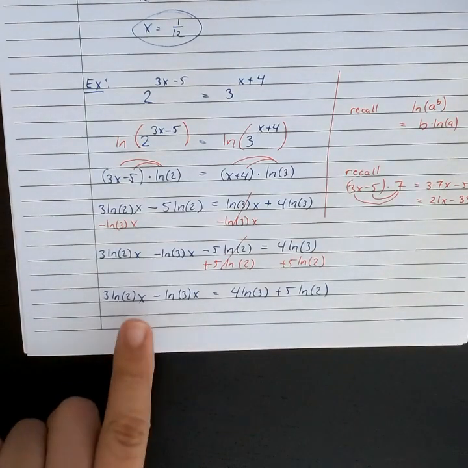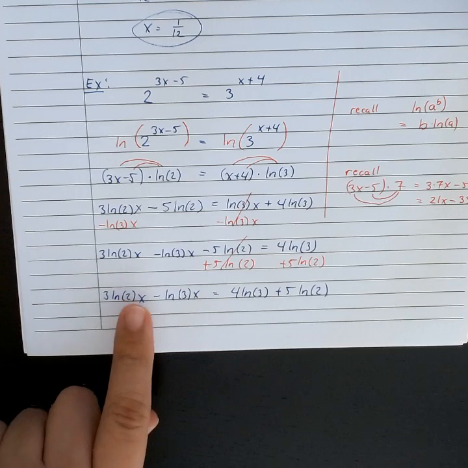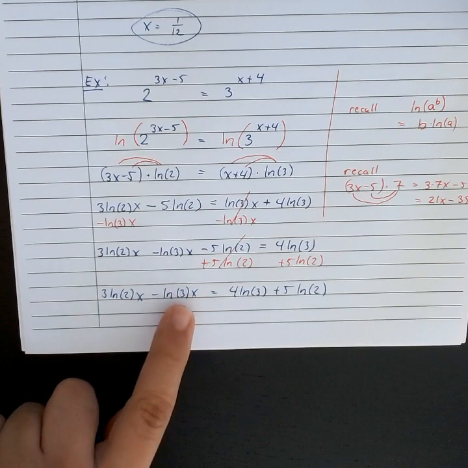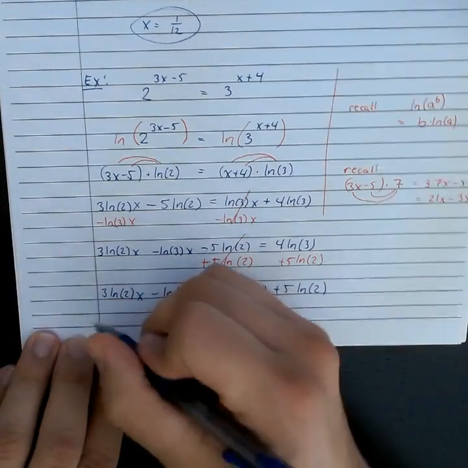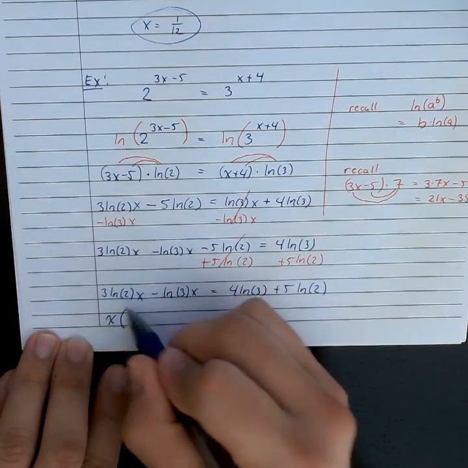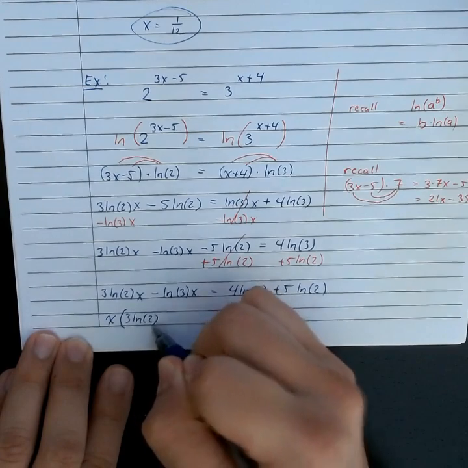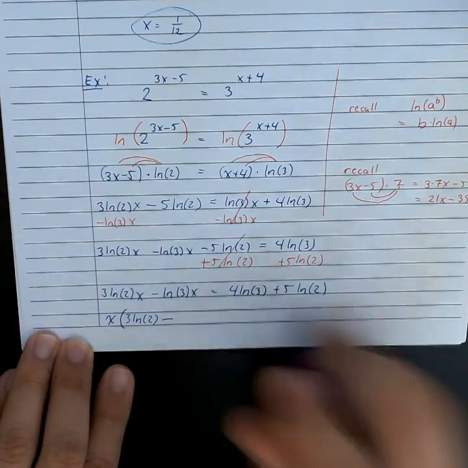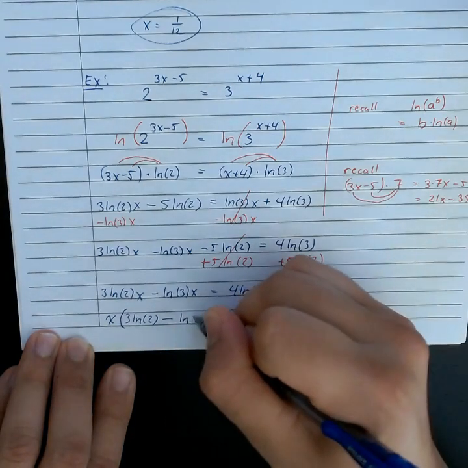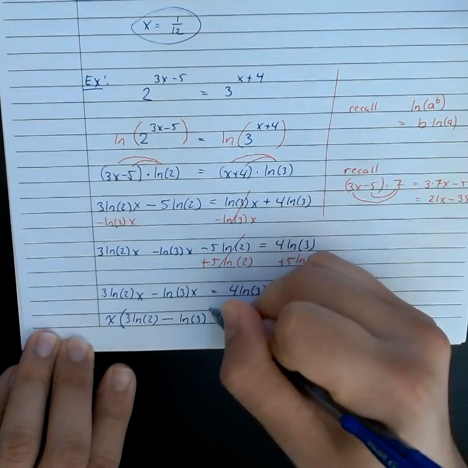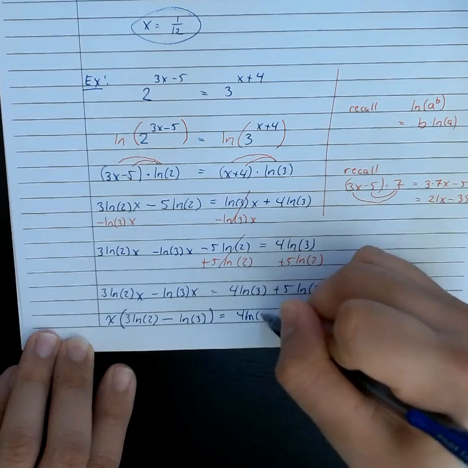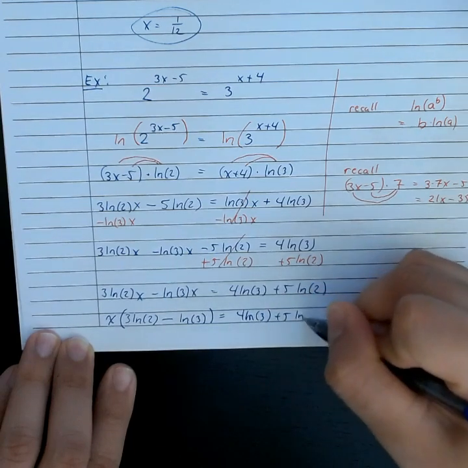We're almost done. Look, all my x's are together. Notice that x is a common factor of these two terms. Because it's a common factor, we can factor it out now. So we can write this as x times, well, if we factor out an x from here, we're just left with 3 natural log of 2, minus, if we factor an x out of here, we're just left with the natural log of 3, is equal to all of this stuff, 4 natural log of 3 plus 5 natural log of 2.